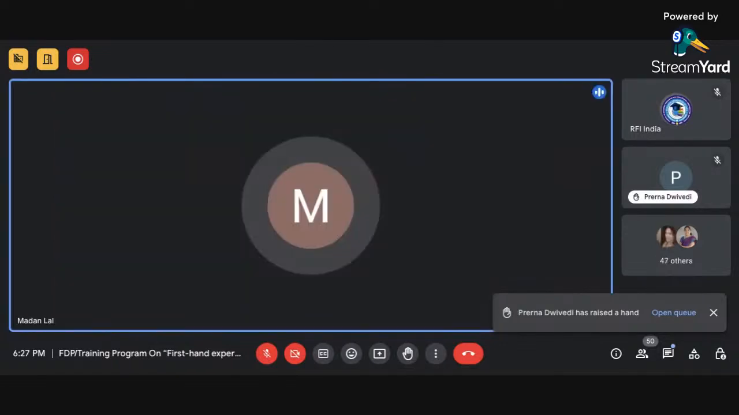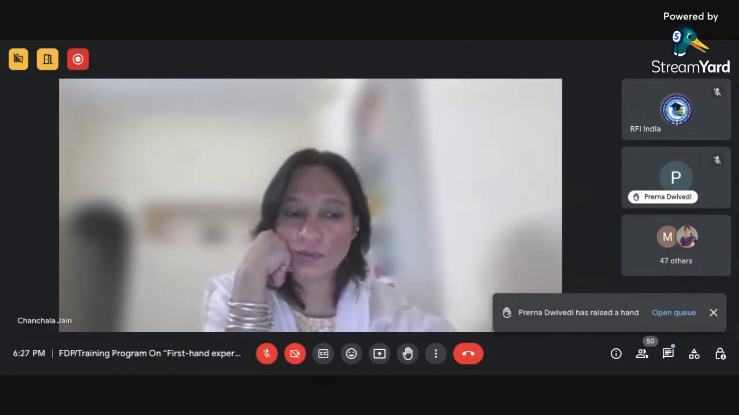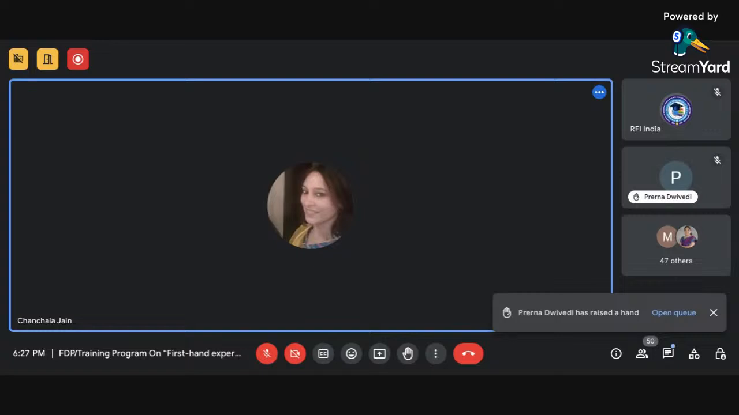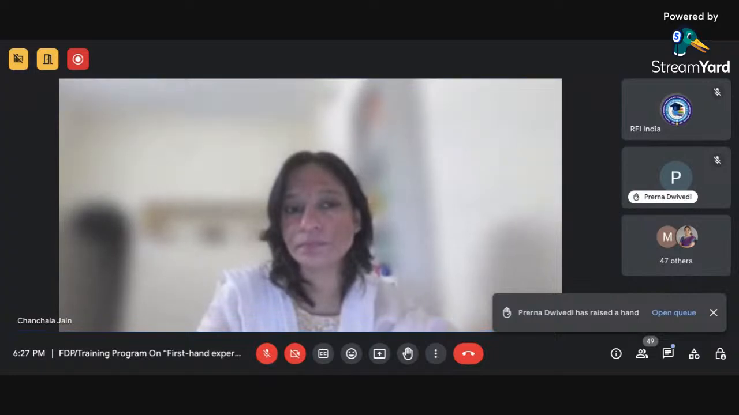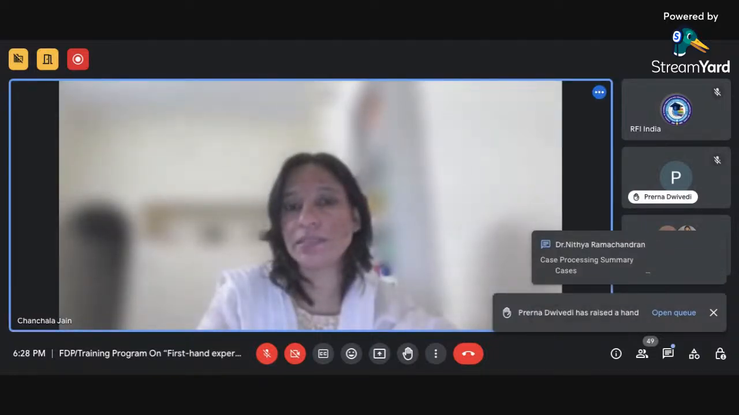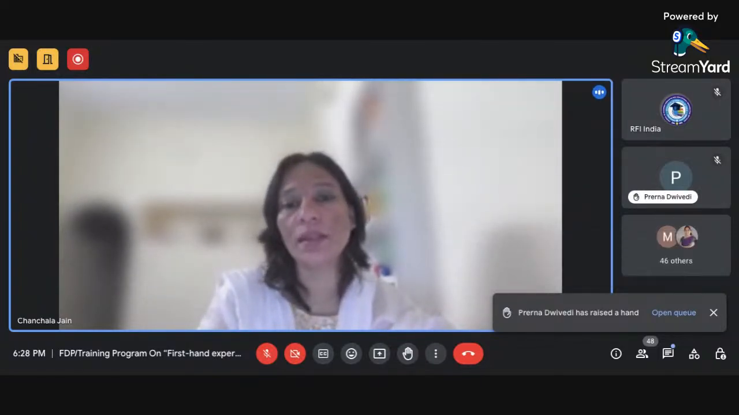Will you please repeat it, ma'am? The t-test, how to perform? You need to go to Analyze, then Compare Means, and select One Sample t-test. Then you need to shift your test variable from the left box to the right box using this arrow.